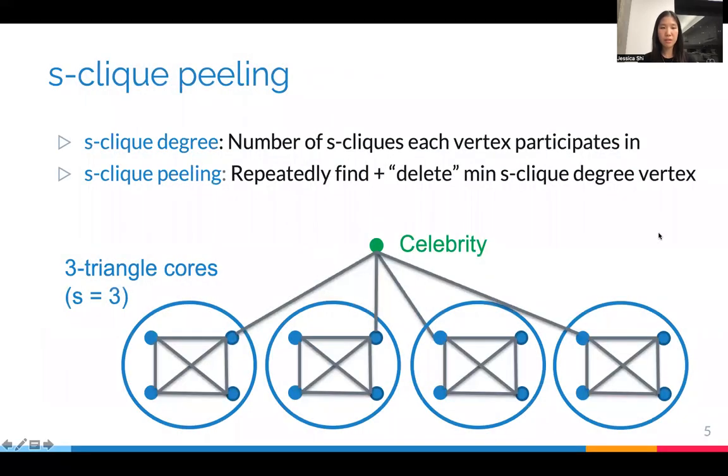So one solution is to look at a generalization called S-clique peeling. So now instead of looking at the degree of each vertex, we're concerned about the number of S-cliques that each vertex participates in, and the peeling process involves repeatedly finding and deleting the vertex with the minimum S-clique degree. So now in this example, this green celebrity vertex actually participates in no triangles or 3-cliques, and each of these blue vertices participates in 3 triangles each. So in the peeling process, we would first remove the celebrity vertex, and now we're left with these disconnected 3-triangle cores where every vertex participates in at least 3 triangles.